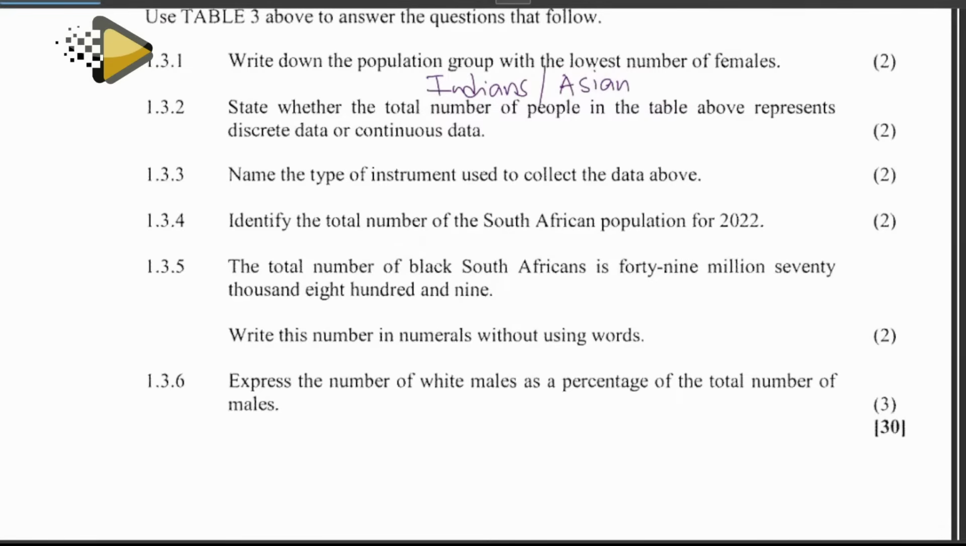Okay. State whether the total number of people in the table above represents discrete or continuous data. This is discrete, because we are looking at humans. Discrete data. Then name the type of instrument used to collect the above data. The instrument could have been what? A questionnaire. Okay.